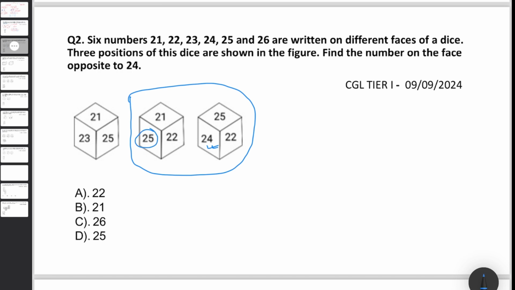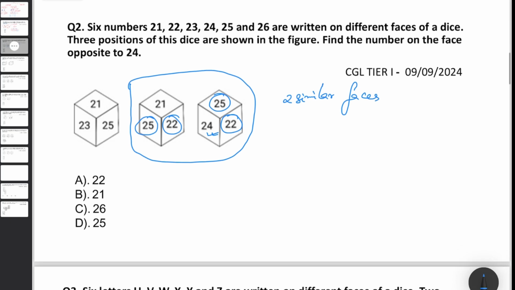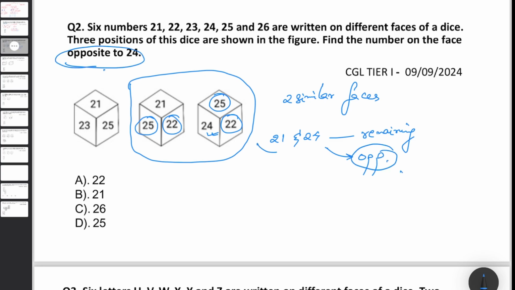Here 25 is here, 25 is here, 22 is here, 22 is here. That means two similar faces. So it's too easy. In case of two similar faces, the remaining are opposite to each other. So 21 and 24 are remaining. That means 21 and 24 are opposite to each other. So the opposite of 24 is 21. So the answer is 21.